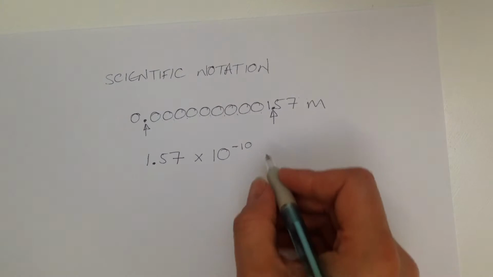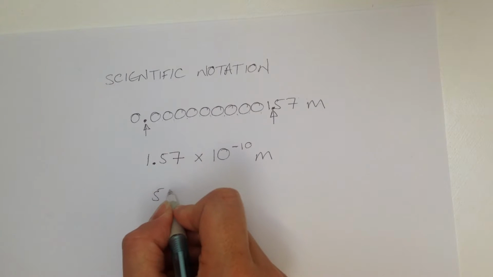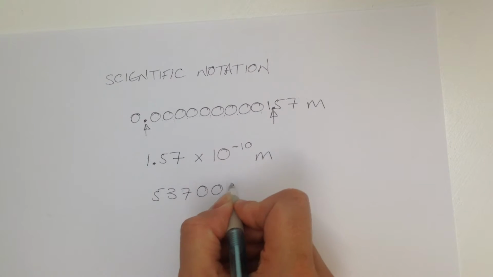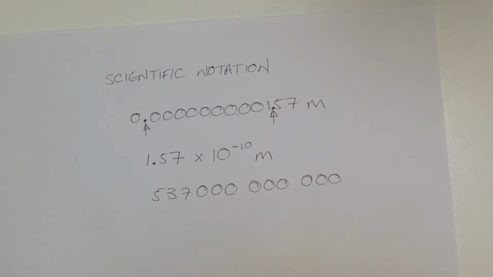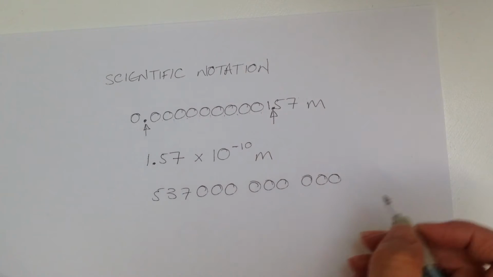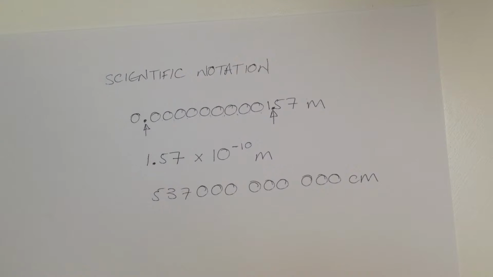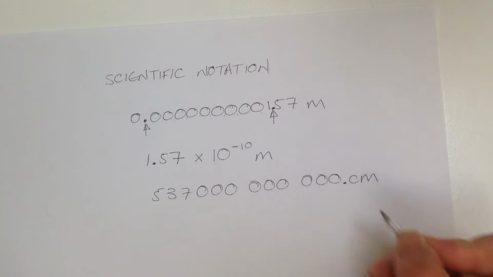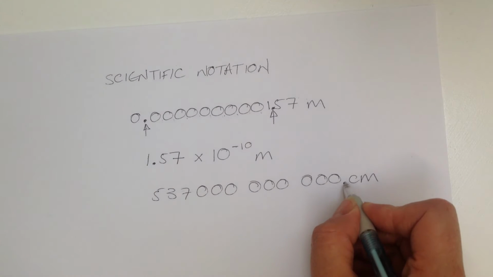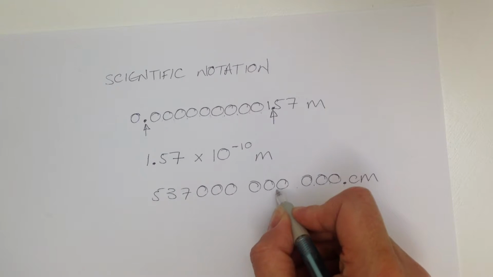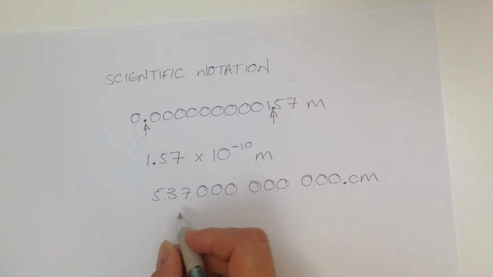Okay, let's have a look at another example. Don't forget your units. We have a very large number, something like 537,000,000,000,000. Again, it's a very large number. Let's give it a unit. How about centimeters? Again, the first thing we need to do is locate the decimal point, which in this case is right here. Then we need to move it to get a coefficient between 1 and 9. So again, 1, 2, 3, 4, 5, 6, 7, 8, 9, 10, 11 spaces.